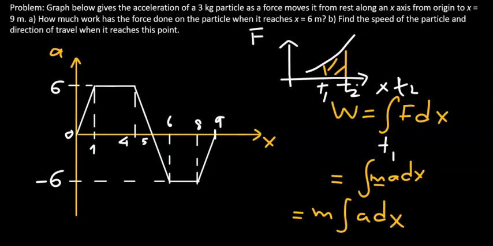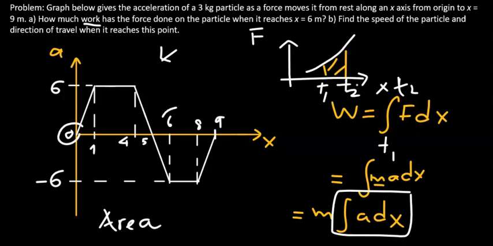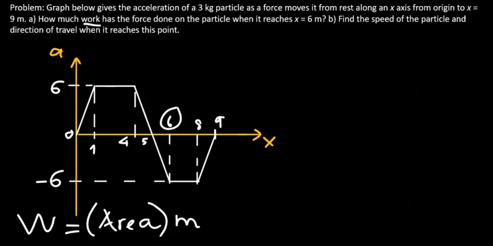So what is this integral a dx? That is just the area under the acceleration versus coordinate graph. What that means is, in order to compute the work done from this graph, we have to compute the area from the origin until x equals 6 and multiply that area by mass. And that's going to give you the work. So let's compute the area.